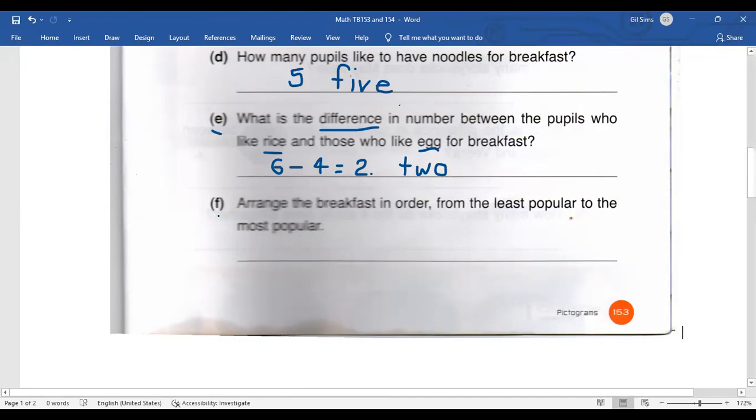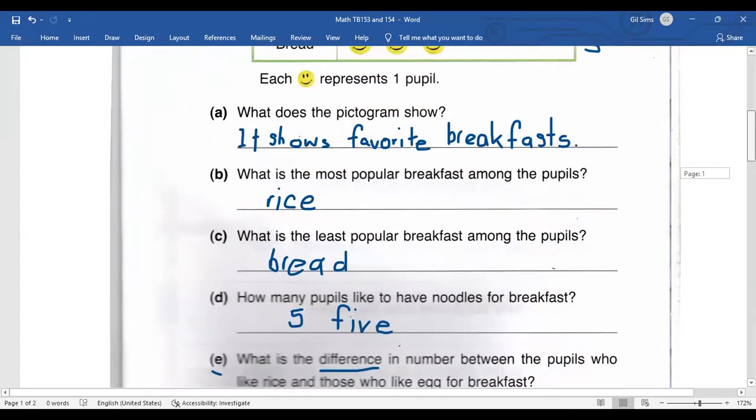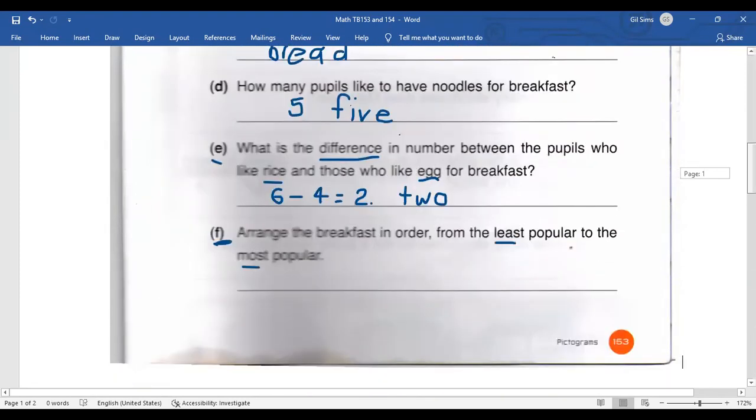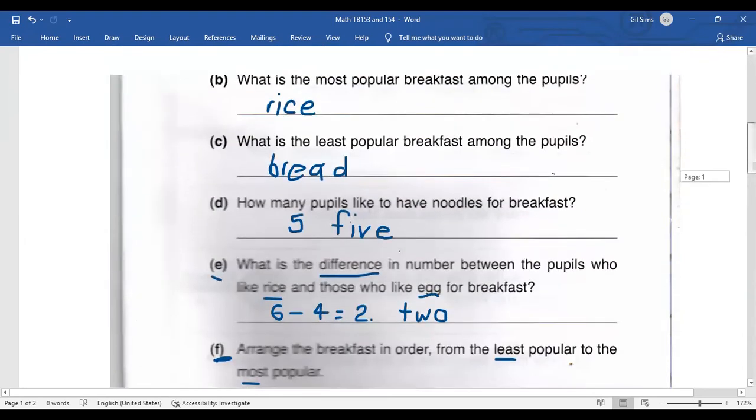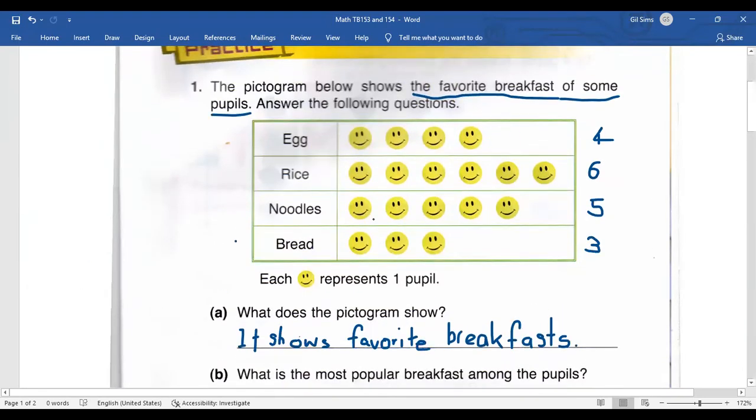And last question, part F. Arrange the breakfast in order from smallest to most popular. One that most people like. So it's counting forward. We're going from small, least, to most, big. Smallest to biggest. So let's have a look. Smallest, 3, then 4, then 5, then 6.